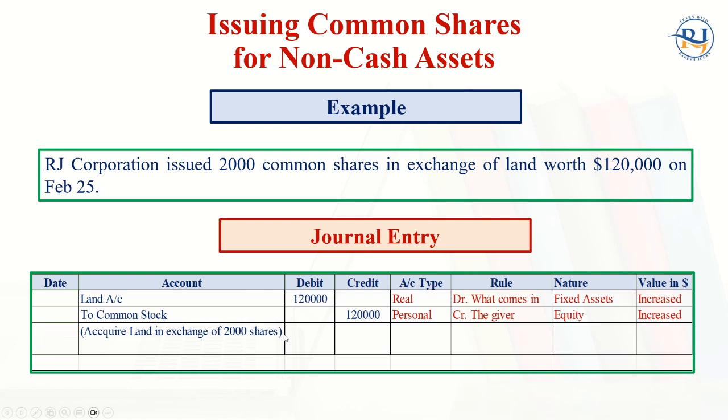But if, on the other side, the company has received cash in exchange for the common stock, then the cash account is debited instead of land, to common stock. That is the main difference for the cash transaction.